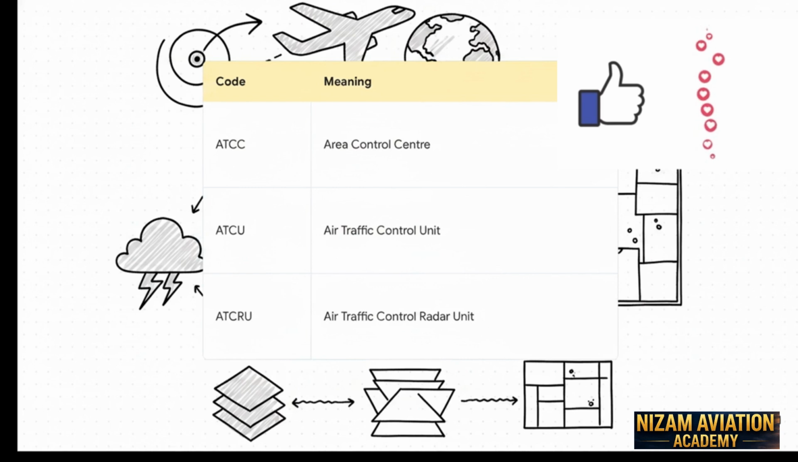Underneath that, you have the ATCC, the Air Traffic Control Center, which manages massive, broad regions of airspace. Then you have the ATCU, the Air Traffic Control Unit, which focuses on localized control. And finally, the ATCRU, the Air Traffic Control Radar Unit, which specifically handles radar-based guidance. It's a deeply layered network of specialized units that seamlessly passes an aircraft from one jurisdiction to the very next.